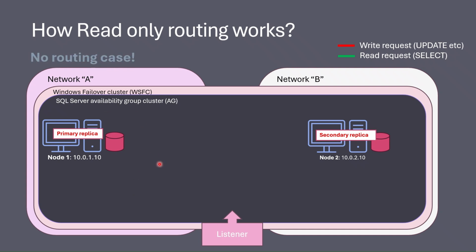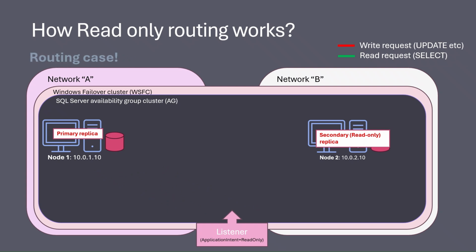First, let's see the case where we don't have read-only routing. When the application connects to the listener and runs a select query, the first step is usually the login process. After login succeeds, the primary sends an acknowledgement. After this, the select query is submitted, and the primary runs this query and submits the query response. This is the usual case where there is no read-only routing. Very simple case.